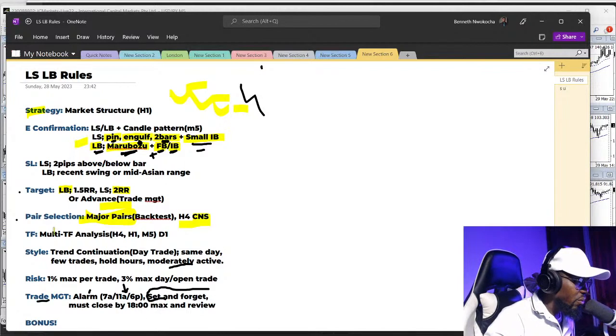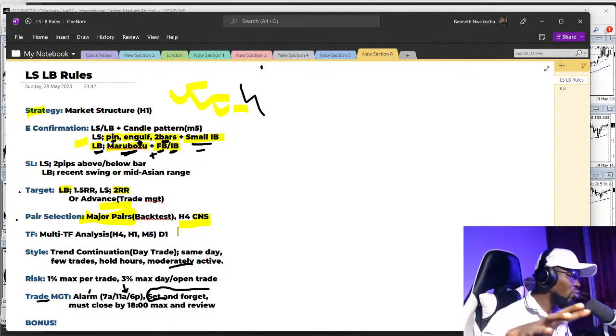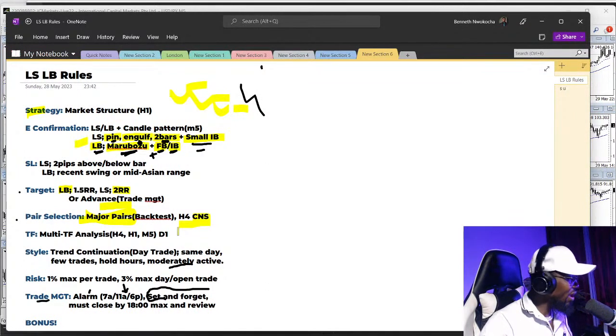Okay, so we have the major pairs, and then we have the time frame. Of course, it's multiple time frame analysis. During the weekend, you're looking at the dailies to see your bias for the week. And then at the end of the day, you're looking at the H4 to know which market is trending and which is not. Then you come to the H1, and you're looking at the high and the close. If you want to ignore every other thing, pay attention to only H1 and M5. Just check the market structure on H1 and check the M5 for your entry.